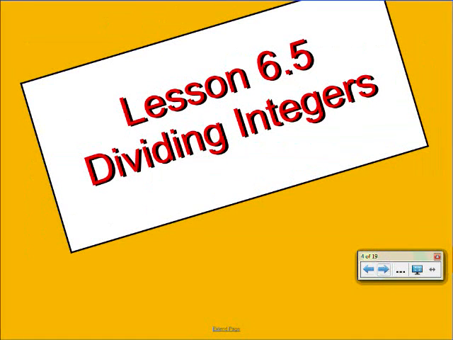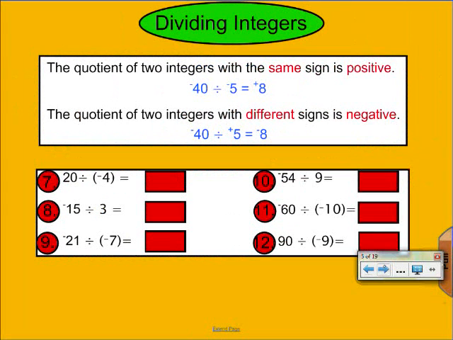Let's take a look at lesson 6.5 on dividing integers. The rules for dividing integers are exactly the same. If the signs are the same, the answer is going to be positive. If the signs are different, your answer will be negative.